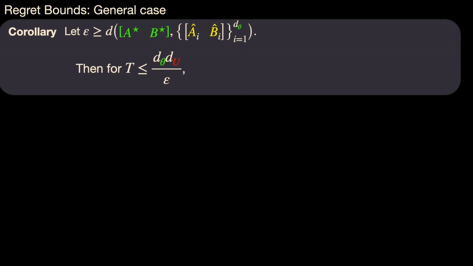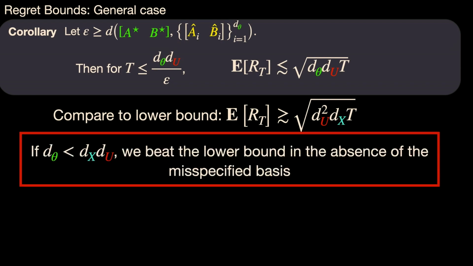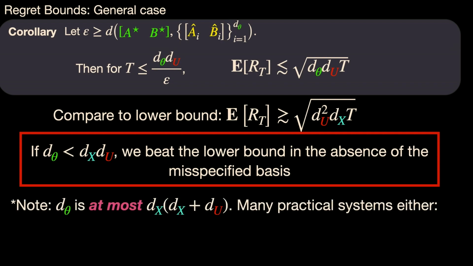So where we have an amount of data bounded by something in terms of the subspace distance. In this case, the regret will be bounded by a term that scales with square root t. And if we compare this to the lower bound that we saw in the beginning of the talk, we note that if our parameter dimension d theta, the dimension of this basis, is smaller than the state dimension times the input dimension, then we actually beat the lower bound that we had in the absence of this misspecified basis in this low data regime.